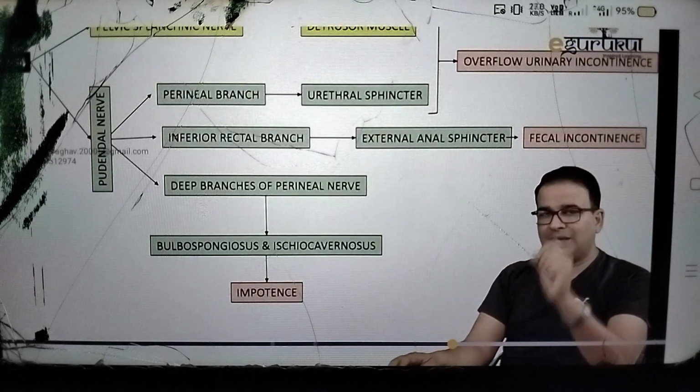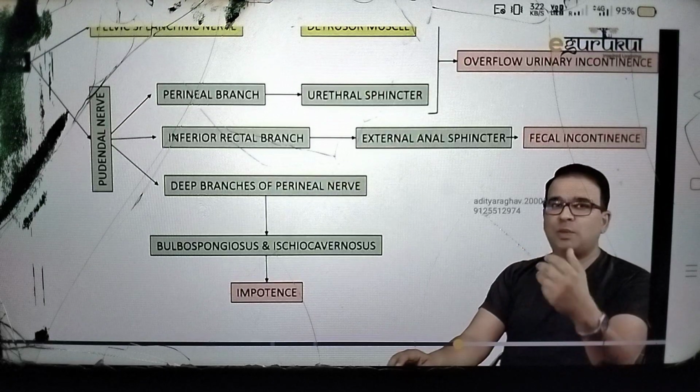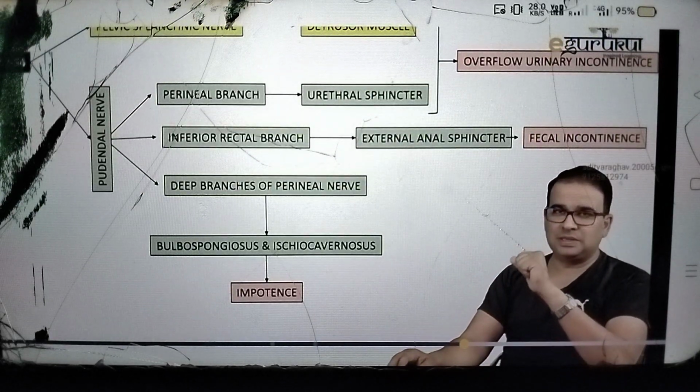Therefore, involvement of the S2, S3, S4 segments will not only give you the symptoms of the pelvic splanchnic nerve, like detrusor muscle involvement, but also the somatic symptoms of the perineal nerve will be seen, which involve incontinence. There will be fecal incontinence, and impotency will be seen in case of conus medullaris syndrome.